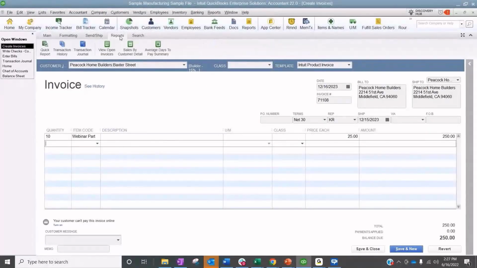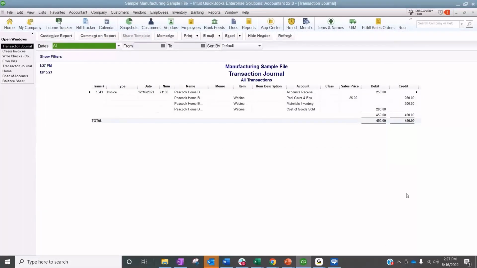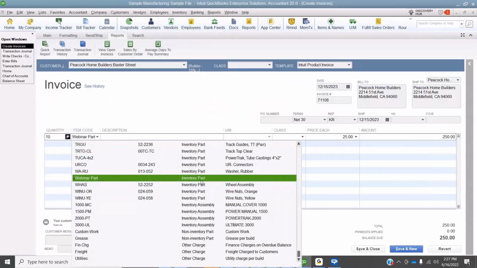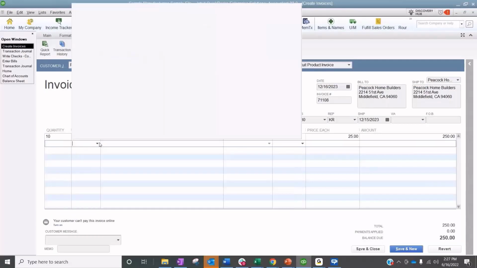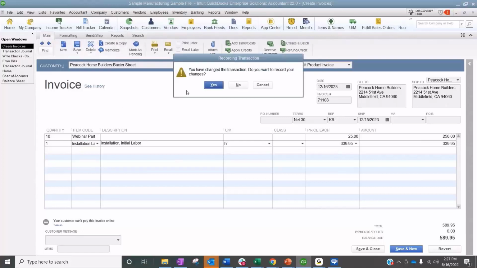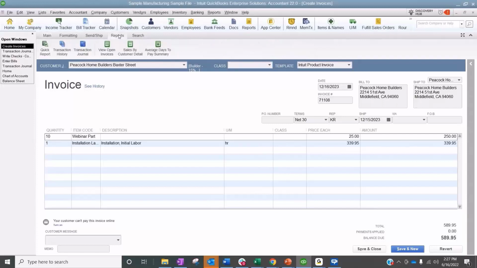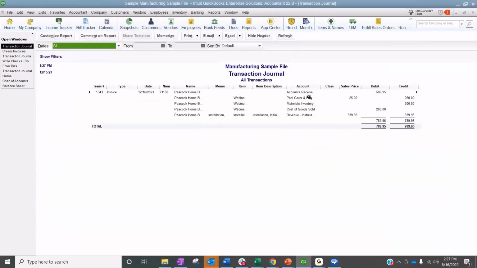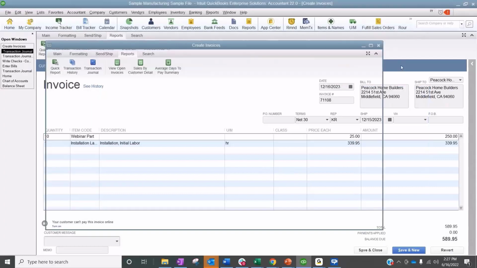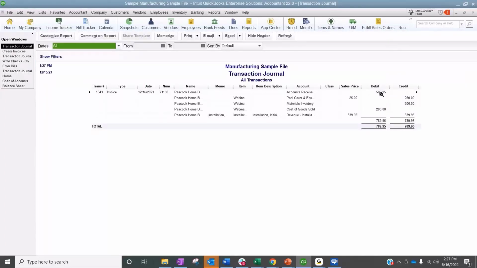So on this one, if I go into reports and transaction journal, behind the scenes, you can see what is happening. Now this is an extra one because webinar part is actually an inventory part. So let me throw an inventory part and a service item on here and hit save. Okay. Reports, transaction journal. So I have my total accounts receivable, $589.95. When I go look at my invoice, that's that total balance due down here. That's a debit. It's making it go up. Accounts receivable is going up. Somebody is going to pay me $589.95.